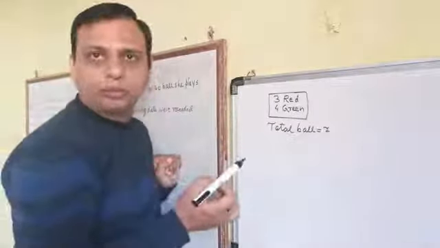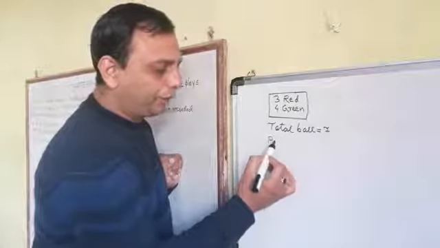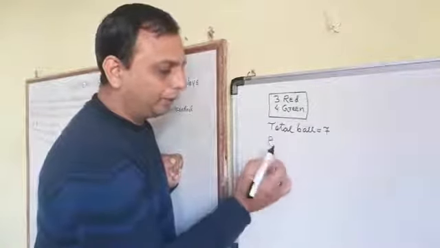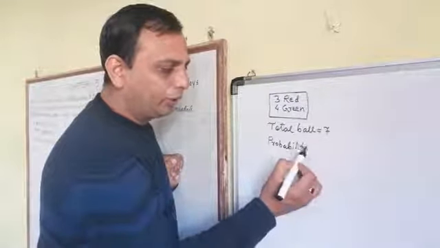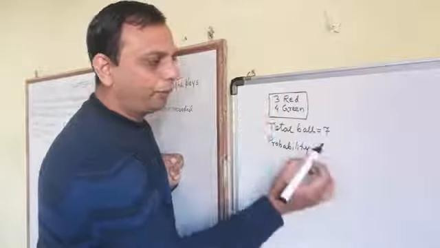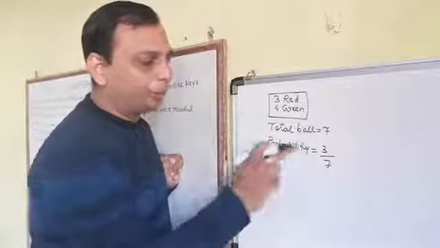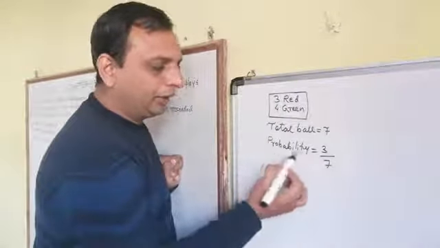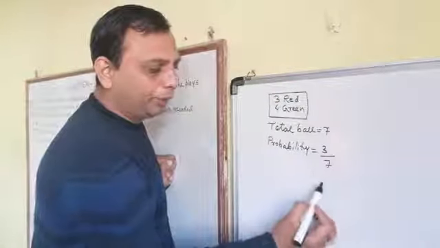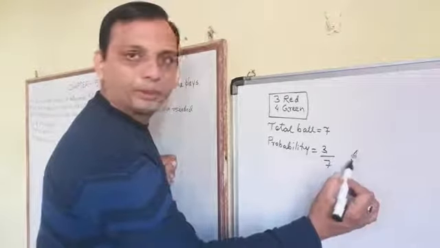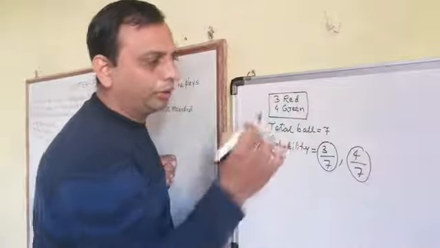Now, if the question comes, what is the probability of the red ball? The probability of the red ball is equal to, how many red balls do we have? 3, divided by 7. Why 7? Because the total number of balls is 7. So the probability of the red ball will be 3 upon 7. In the same way, we can find the probability of the green ball. The probability of the green ball will be 4 upon 7. This is the probability of the red ball and this is the probability of the green ball.